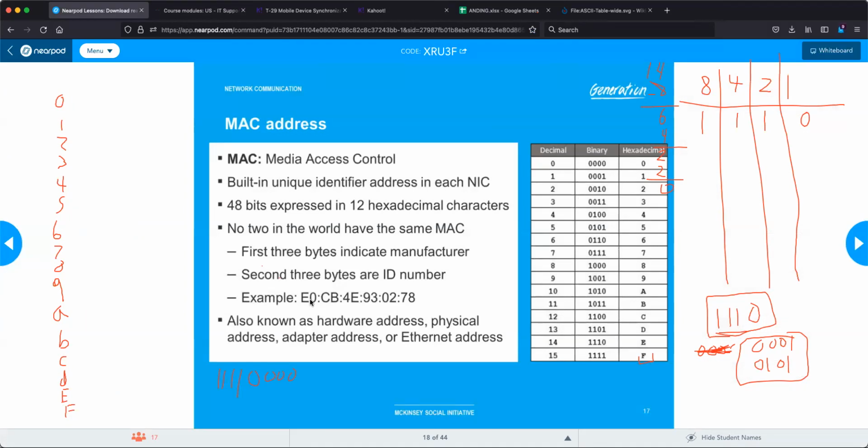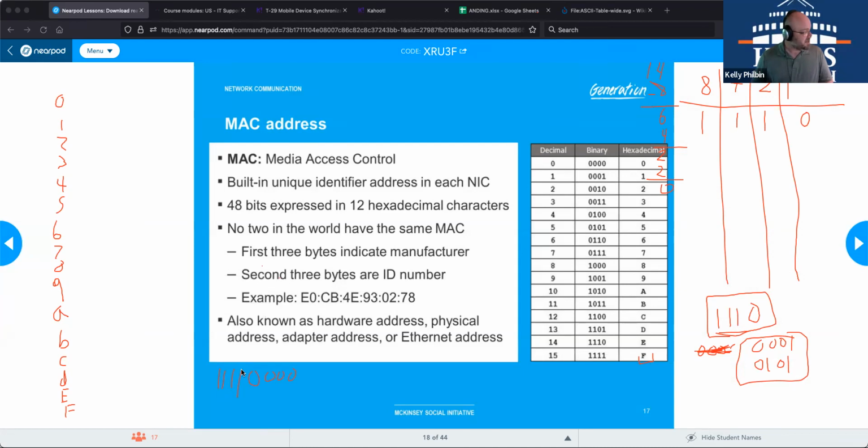Mm-hmm. So E and then 0 would be E, which is 15 right here. It's 1, 1, 1, 1. So I put that down here. 1, 1, 1, 1. No, E is 14, right? No, E is 15. Oh, sorry. You're right. I apologize. I have made a mistake. I absolutely apologize. So thank you for that.